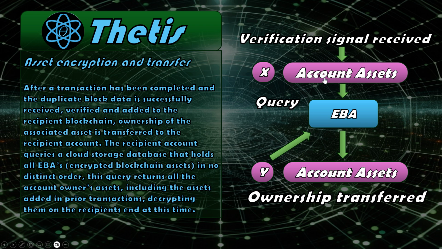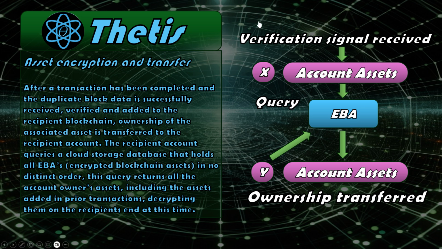So just a little brief look at the diagram here. Verification signal received, so that's the same thing as when we were looking at slide 2, where the duplicate block is sent and then confirmed on the recipient's side of the blockchain. So my blockchain sent a data block. They receive the data block, they verify it, and then confirm that this transaction has occurred. That verification signal is then sent back to the sender of the data block.